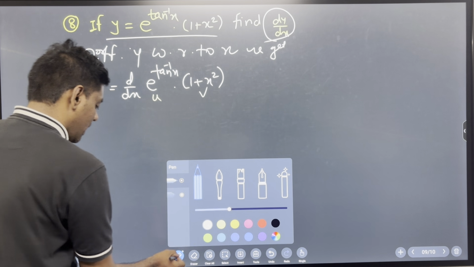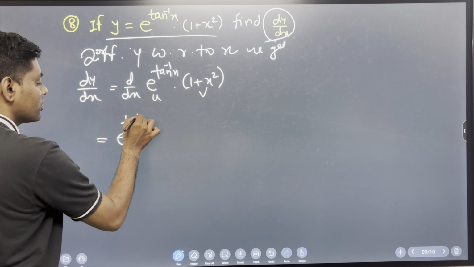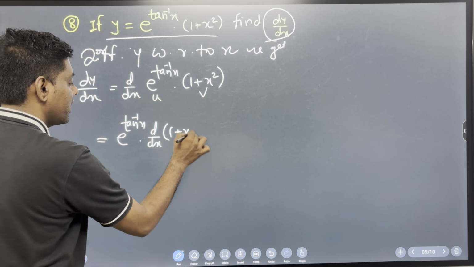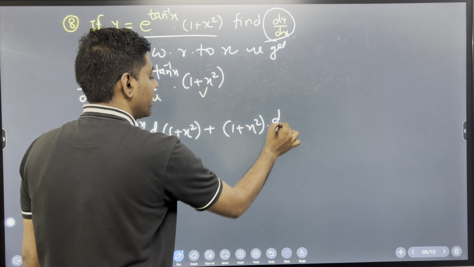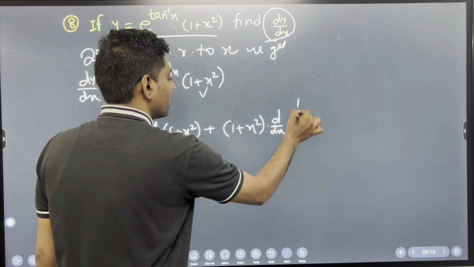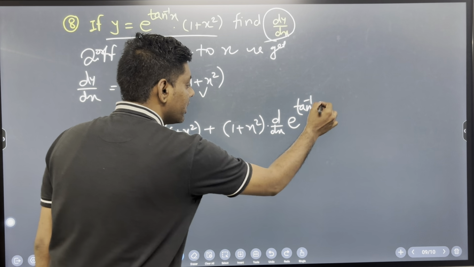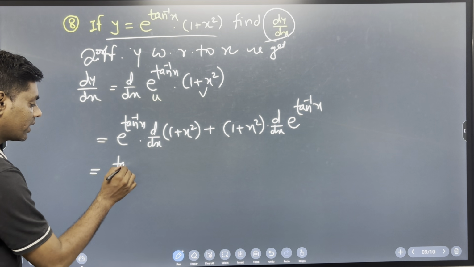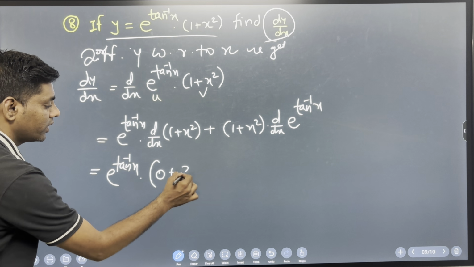So let's start and finish the example. First, e raised to tan inverse of x as it is, then take the derivative of 1 plus x square, plus 1 plus x square as it is, and then take the derivative of e raised to tan inverse of x. So let's start. Very simple: e raised to tan inverse of x, what is the derivative of 1? That is 0, and x square derivative, that is 2x.